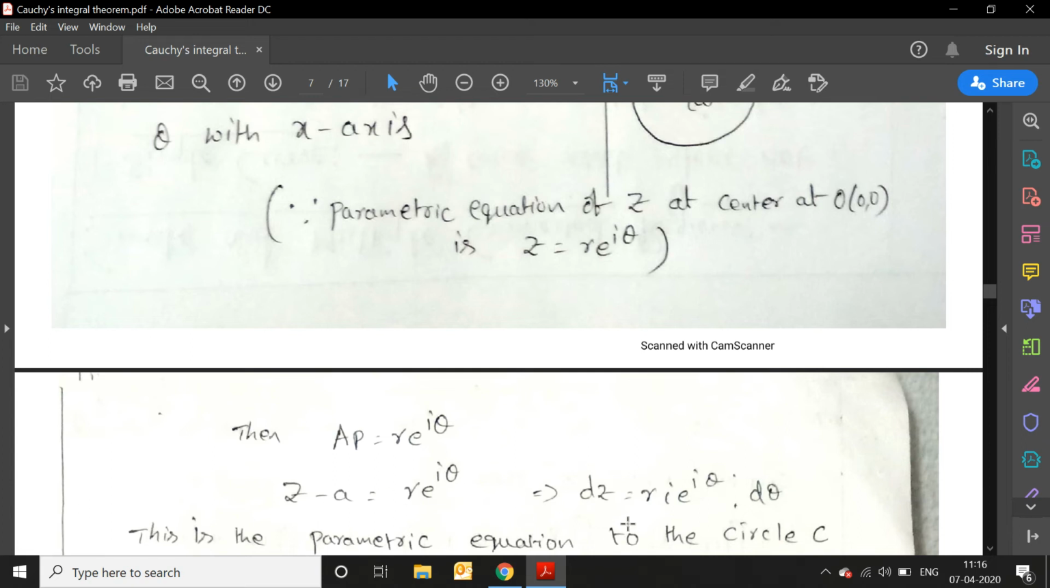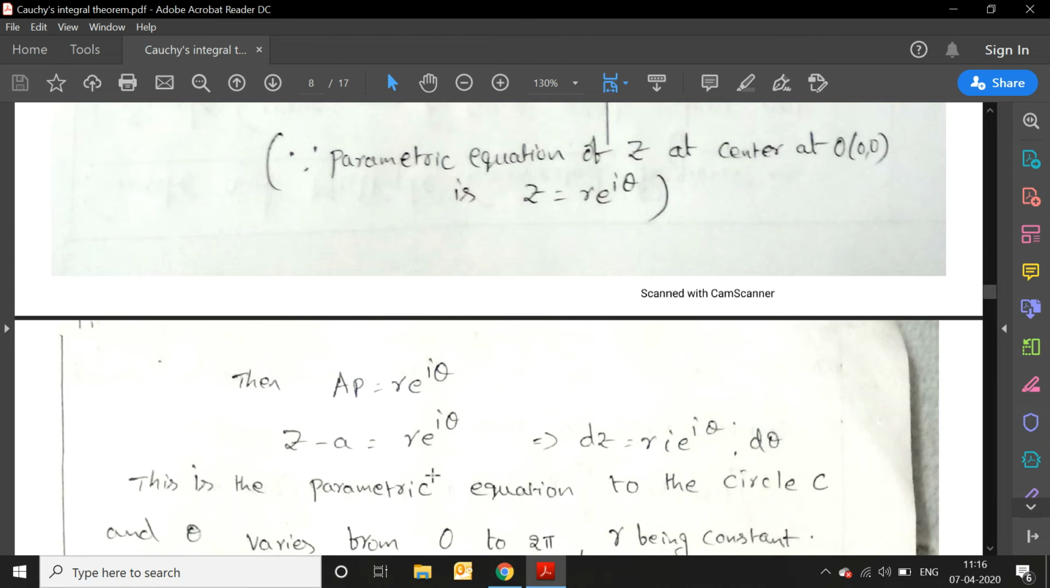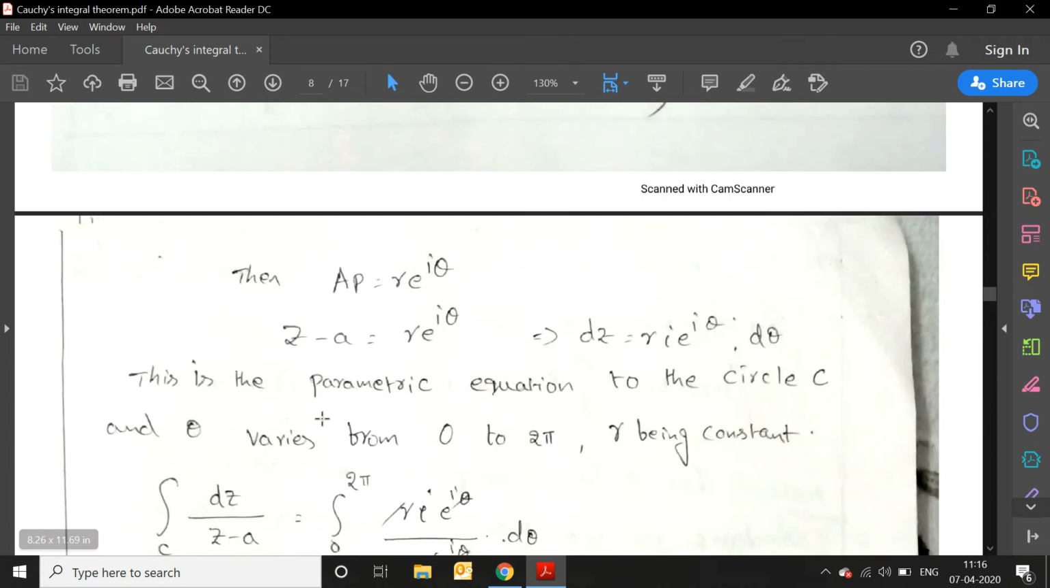So dz is equal to the differentiation of this equation. We are differentiating, so r is a constant here, keep it like that, and the differentiation of e power i theta is i into e power i theta d theta. This is the parametric equation of the circle C, and theta varies from 0 to 2 pi, r being constant.